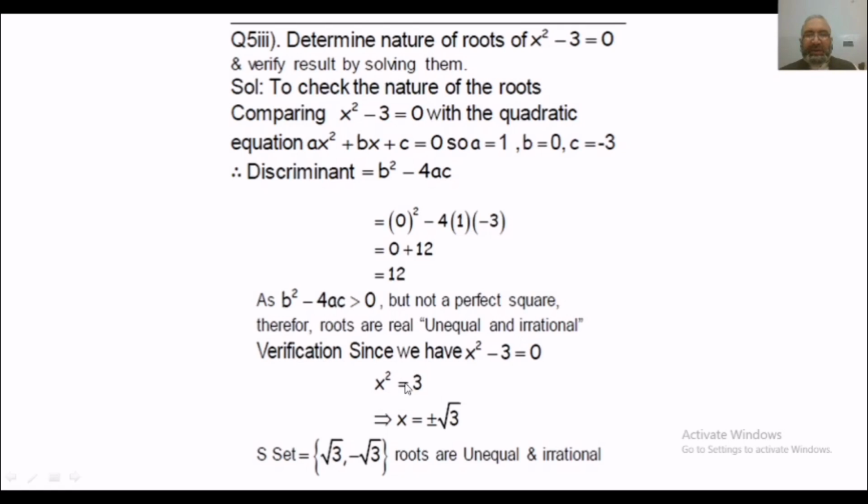So by simply transferring minus 3 to the right hand side, we get x square is equal to 3. Taking square root on both sides, x is equal to plus minus under root 3. Under root 3 is an irrational number, and the two roots plus under root 3 and minus under root 3 are different. They are not equal. Therefore, the solution set has two roots, under root 3 and minus under root 3. So the roots are unequal and irrational.